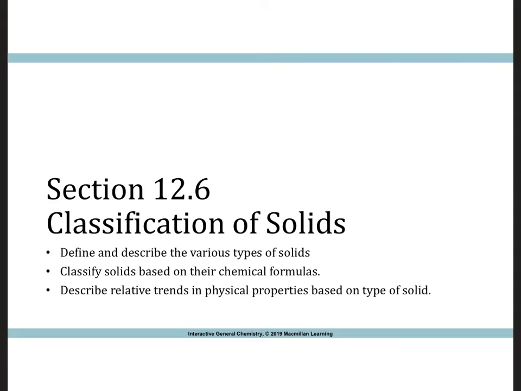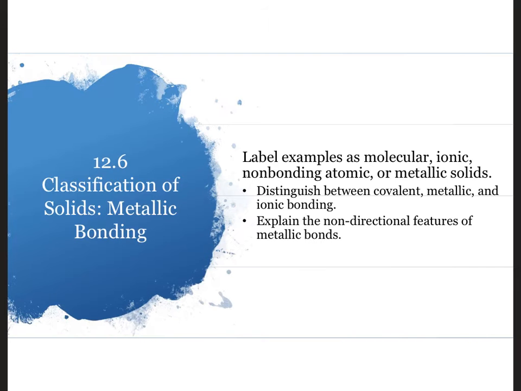In section 12.6, we're going to cherry pick the information needed to describe metallic bonding. We'll save the rest of this section for Chemistry 107. The goal of covering this material is to give you a complete picture of the differences between covalent, ionic, and metallic bonding.